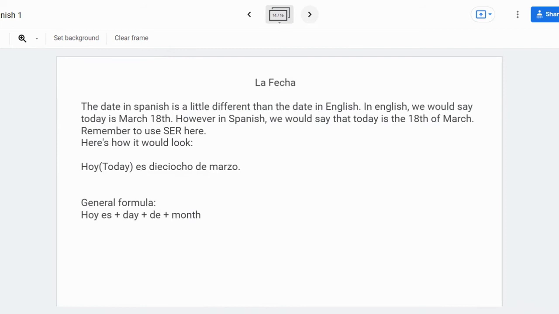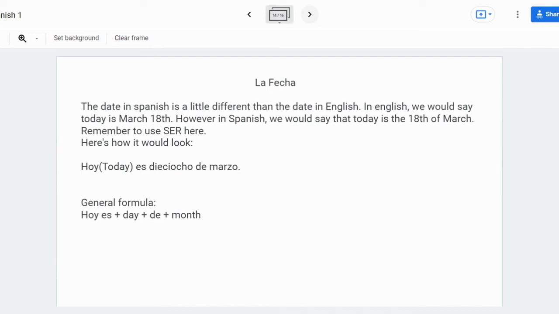Let's move on to date and time. Telling the date in Spanish is a little different than the date in English. In English, we would say that today is March 18th. However, in Spanish, literally translated, we would say that today is the 18th of March.